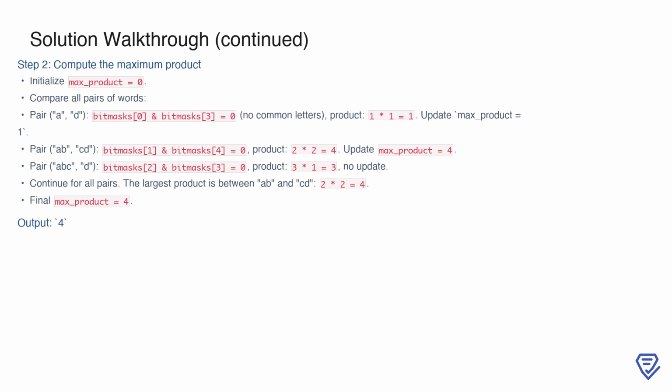After evaluating all pairs, the largest product is 4, from "ab" and "cd". Thus, the final result is 4.